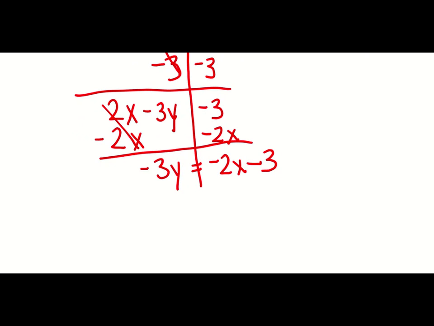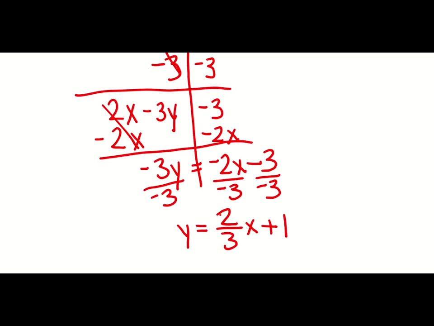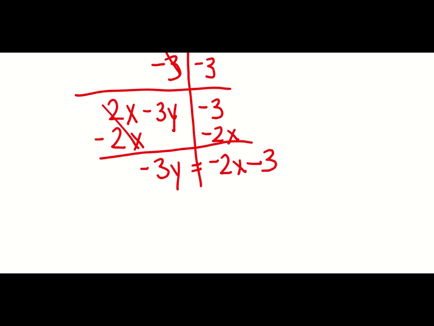Once I have the mx plus b part getting set up, the last thing is to divide by what is with y. So in this case, it's negative 3. So y equals negative 2 divided by negative 3 would be 2/3 x, because two negatives make a positive. And negative 3 divided by negative 3 would be plus 1. So our slope-intercept form for this problem, y equals 2/3 x plus 1.